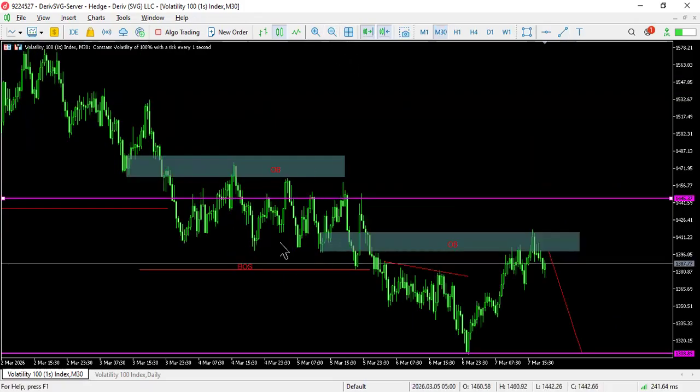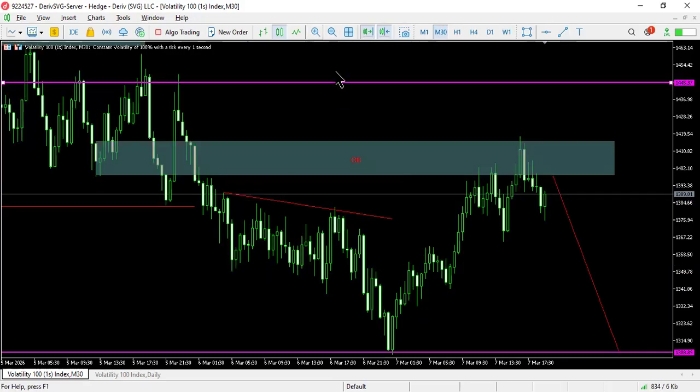We have our confluences intact. We have a recent break of structure. Price went to sweep the liquidities that were sitting here, tapped into our order block, and then we're getting a push to the downside. So that's it from volatility 101S.